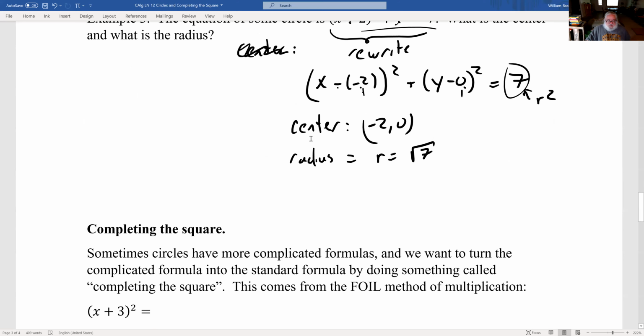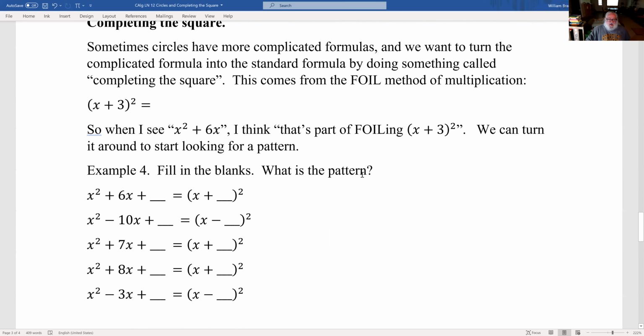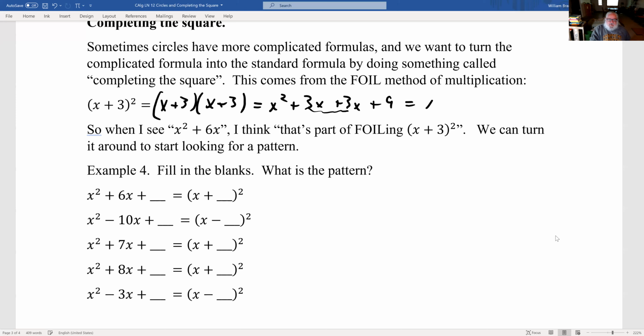Okay, so sometimes circles have more complicated formulas, and we want to turn complicated formulas into the standard formula by completing the square. So this comes from the FOIL method of multiplication. So if I take x plus 3 squared, what is this? It's x plus 3 times x plus 3. What happens when I square something? When it's all the same numbers, I get an x squared for the first, I get 3x for the outer, but then I also get a 3x for the inner, and then a plus 9. The outer and the inner are actually the same thing, so we just add them together, and we get this.